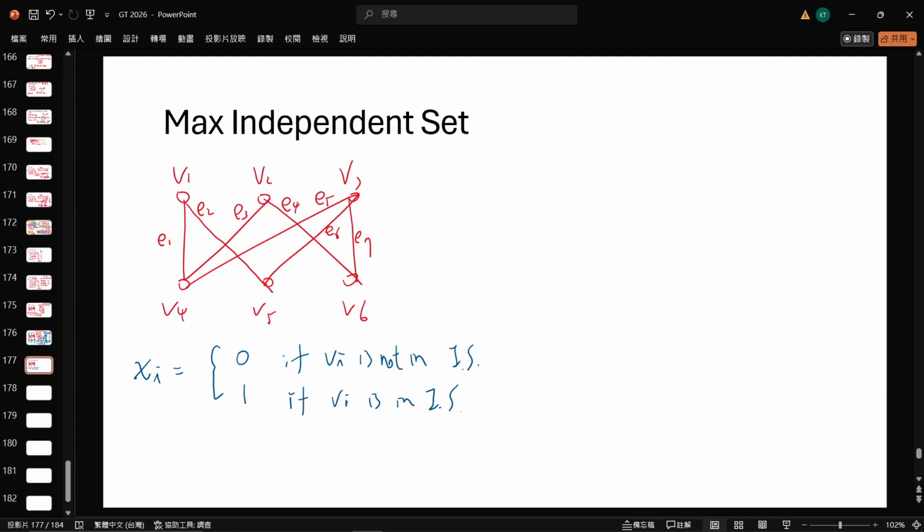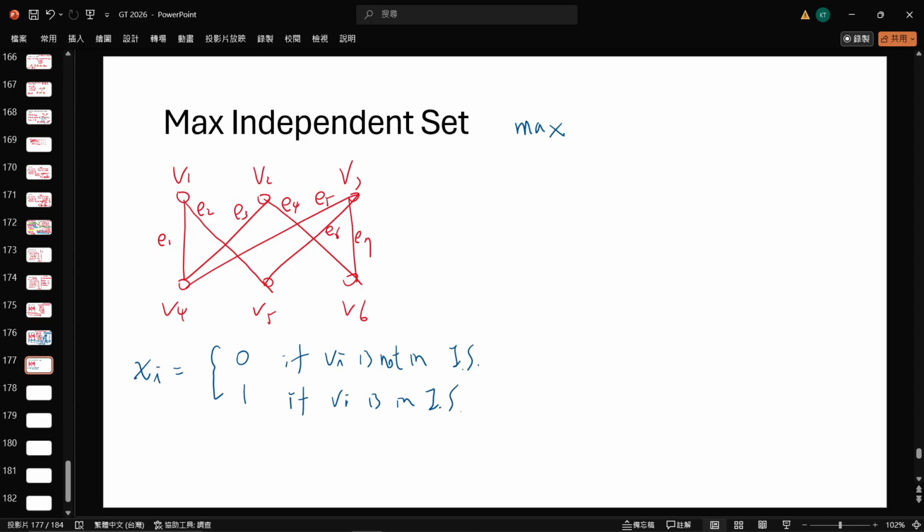Okay, then we have to figure out the objective function, so the goal, okay? Because this is maximum independent set, so this is a maximization problem, okay? So max something, okay? Max the objective function. And what's the objective function? So the objective function or the goal is to maximize the number of vertices that you choose, okay?